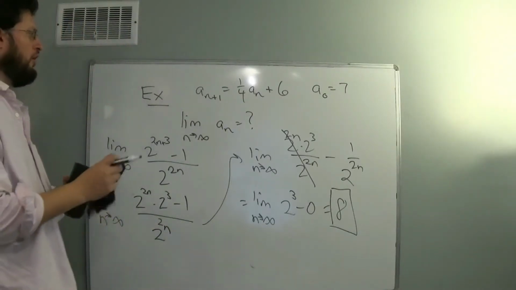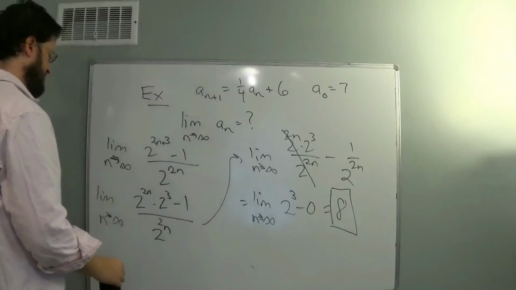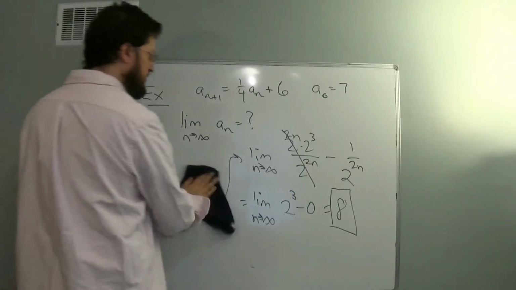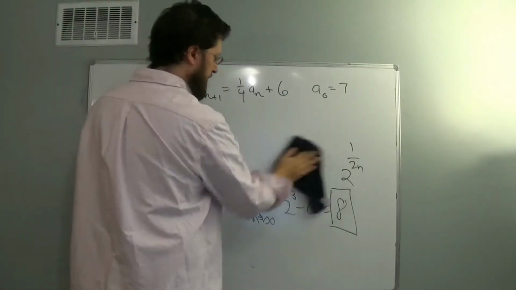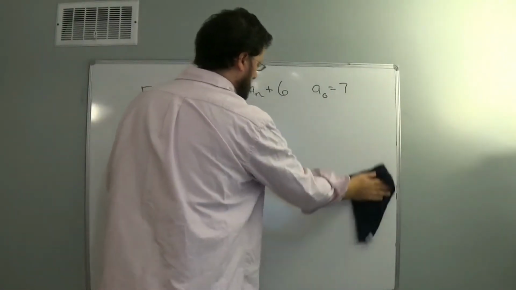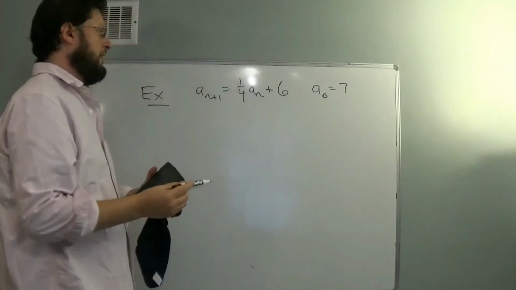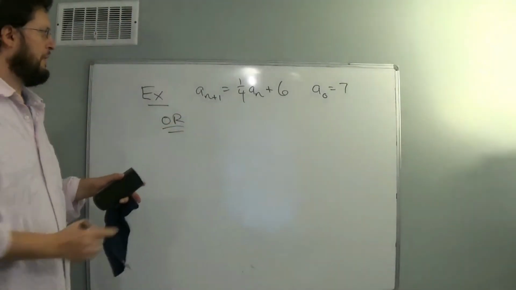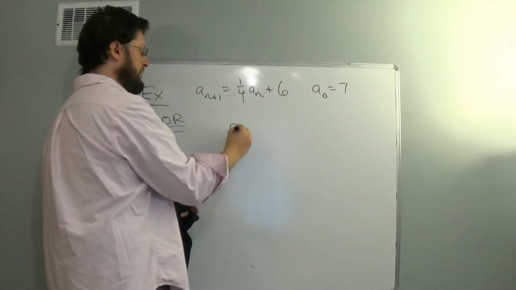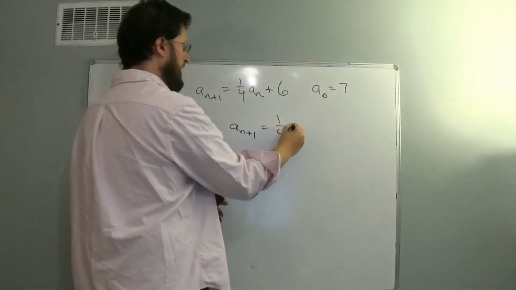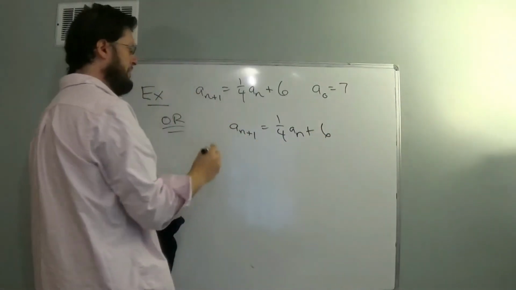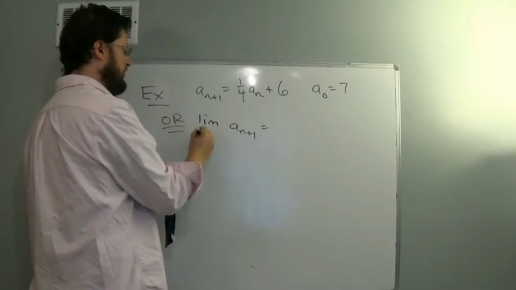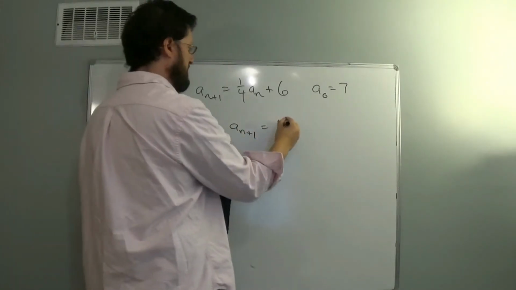Now, let me show you an alternate way of thinking about that, which actually is easier. It's easier to do the calculations, maybe a bit harder to understand the idea. An alternate way of thinking about this is to take this a(n+1) as 1/4 a(n) plus 6 and take the limit as n goes to infinity of both sides.